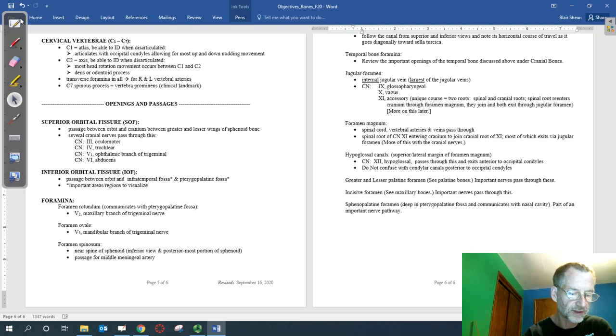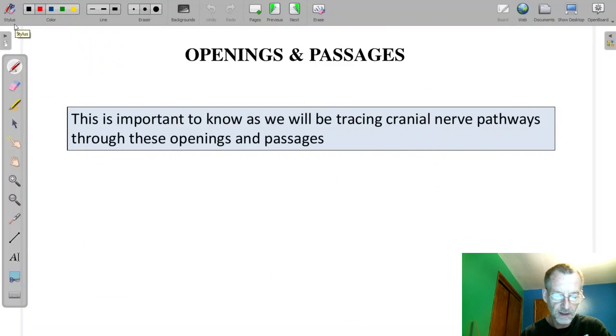So let's go to the first slide. This material is important because we will be passing nerves through it, and I've put a number of the nerves in this section as an introduction to kind of get you started on associating cranial nerves to bony passages.